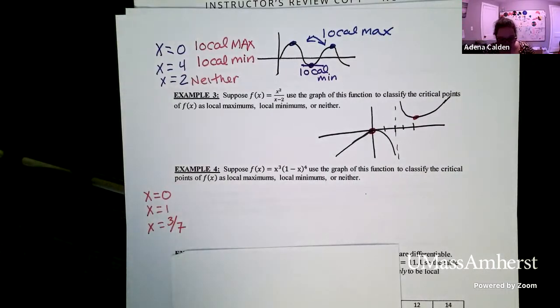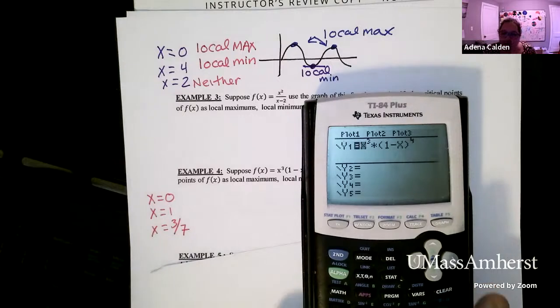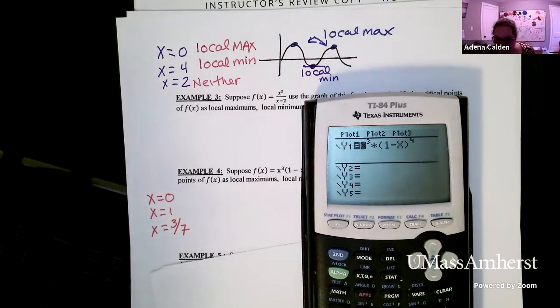Now, for example 4, I did this one on my calculator so I could show you guys. Now, if you plug this in, you may have found that it's a bit finicky. So here we have x cubed times 1 minus x to the 4th is our function. And we're really interested in what's happening at 0, 1, and 3/7.